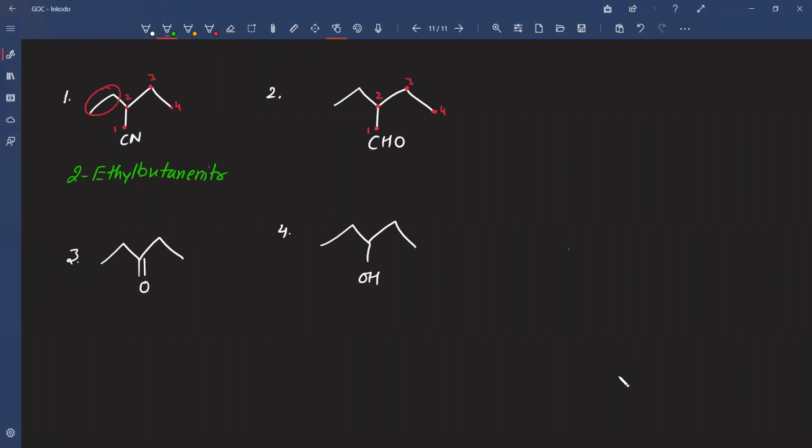So it is 2-ethyl butanenitrile. Full butane, because there is one vowel and one consonant, so there is no problem in that. Butanenitrile. Yes, because you will have to even tell whether there is a double bond or a single bond or a triple bond. So if you don't write butane, that won't be clear.